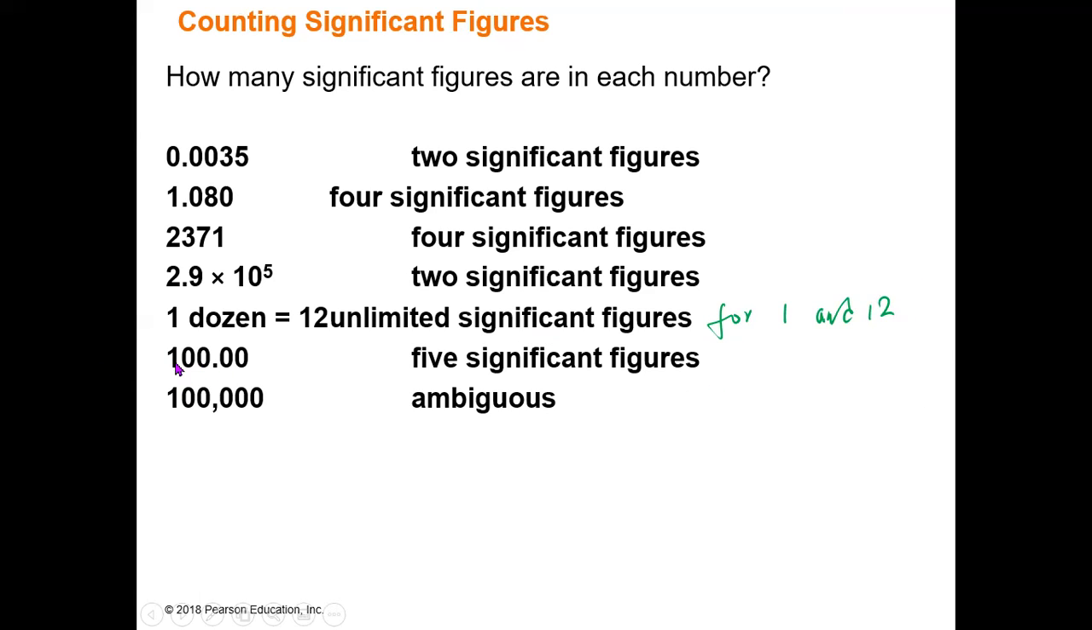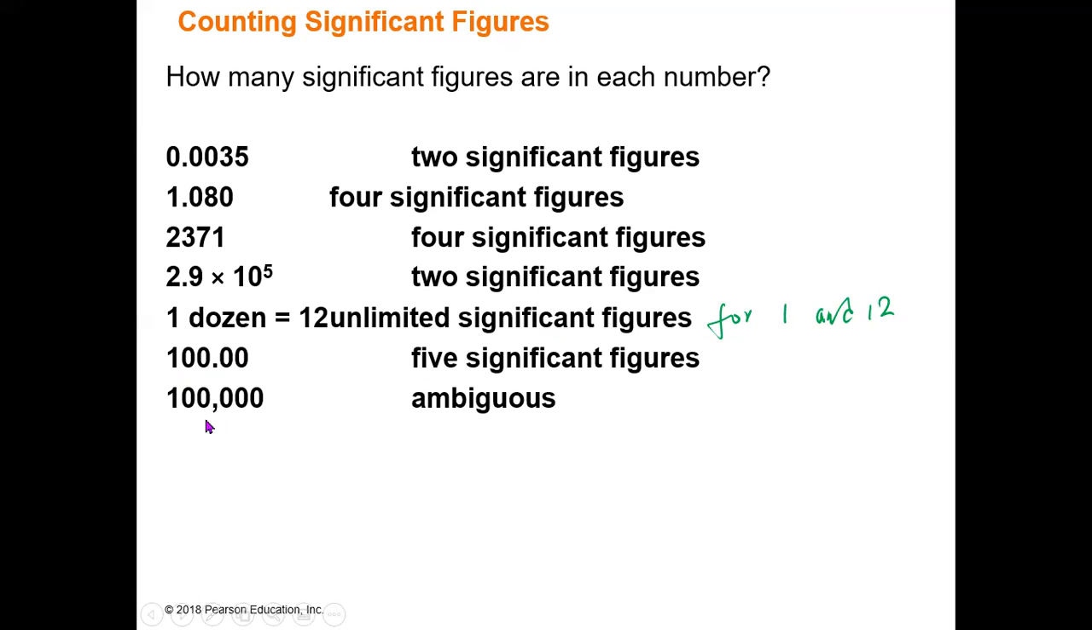And then we have this 100.00. So we have this decimal point written here. Therefore, the zeros at the end of this number are all significant. So altogether we have 5 significant figures.